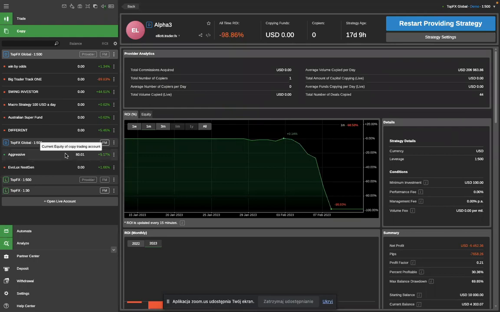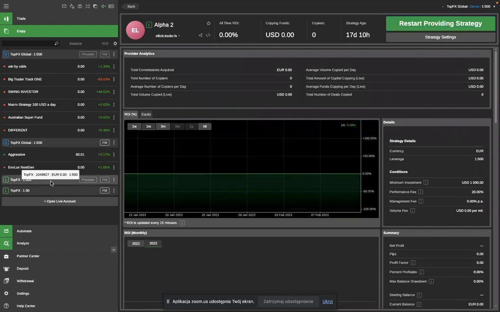Those are just technical requirements for all of you who want to become a strategy provider. It's always better to open the account, verify it, deposit on the account, and trade for some time.